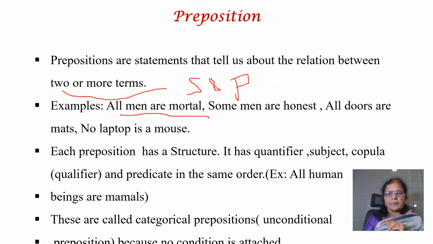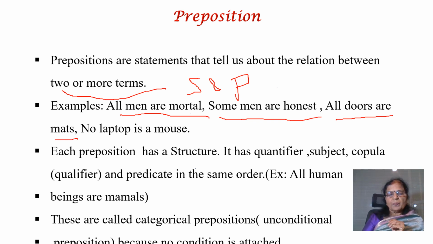So I have always told you, don't start analyzing. See, this is another proposition: some men are honest. And all doors are mats. This is another premise. So never start analyzing how a door can be a mat. That is not our botheration here. It is given in the proposition. You assume it to be correct, then you test your conclusion. Don't say it cannot be so. It is given in the statement, that's all.